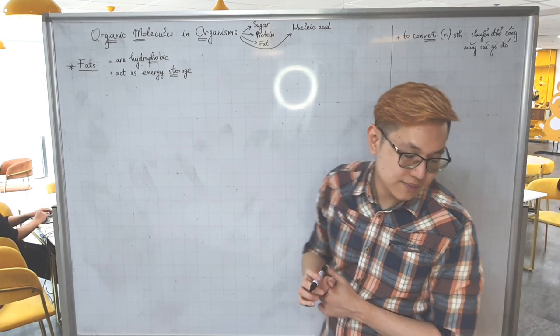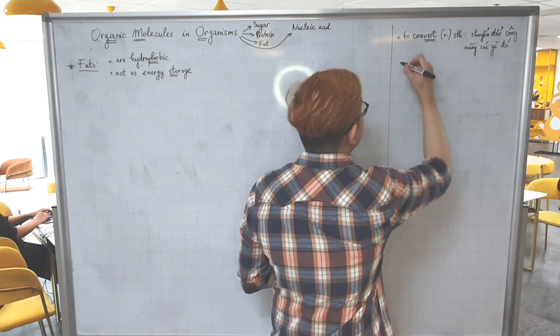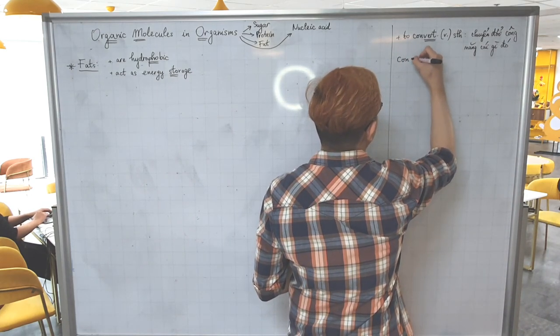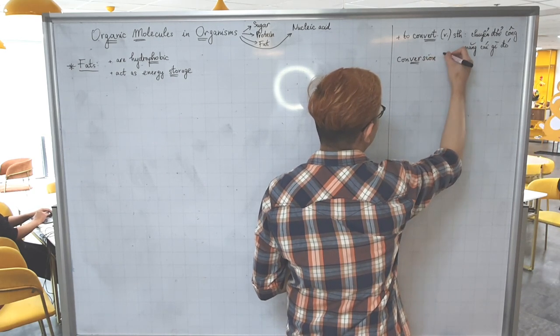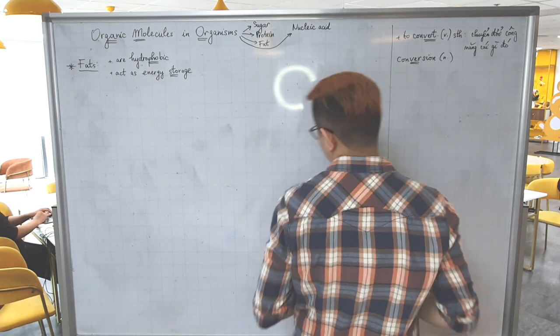You need to convert it so it can be used. So the noun form is conversion. Âm đề Z nha, conversion. So chuyển đổi công năng.